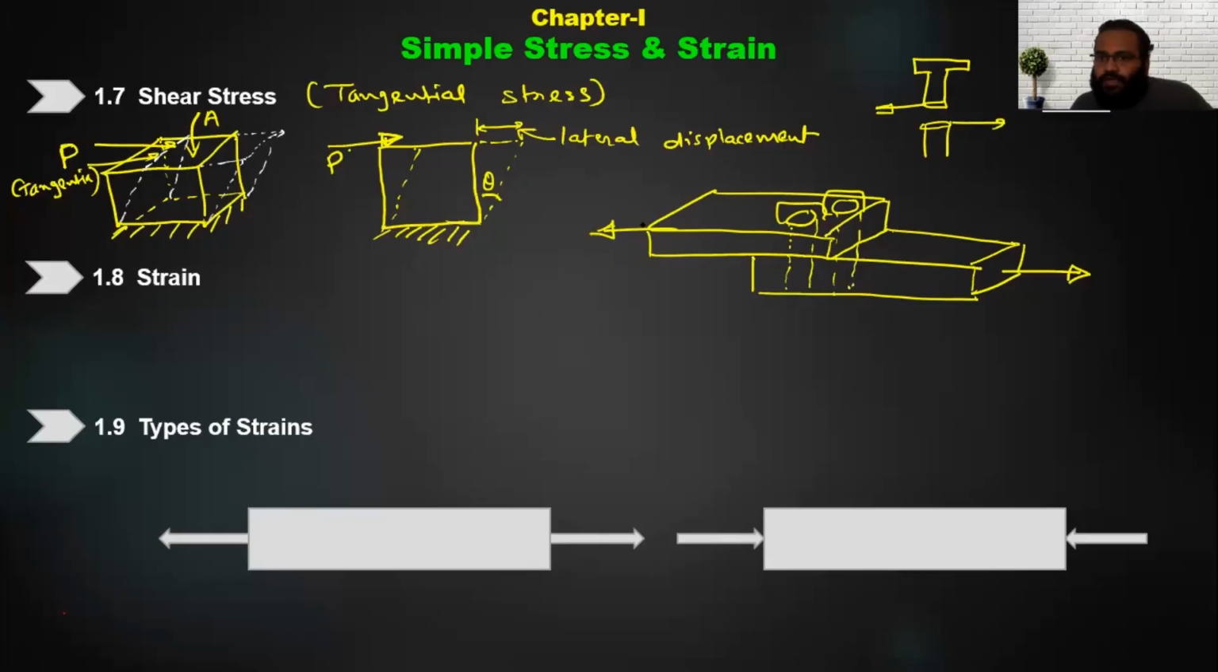It is going to shear off. Okay, the load is tangential to this particular cross section of the bolt. Okay, so this is the major case where the shearing load acts.